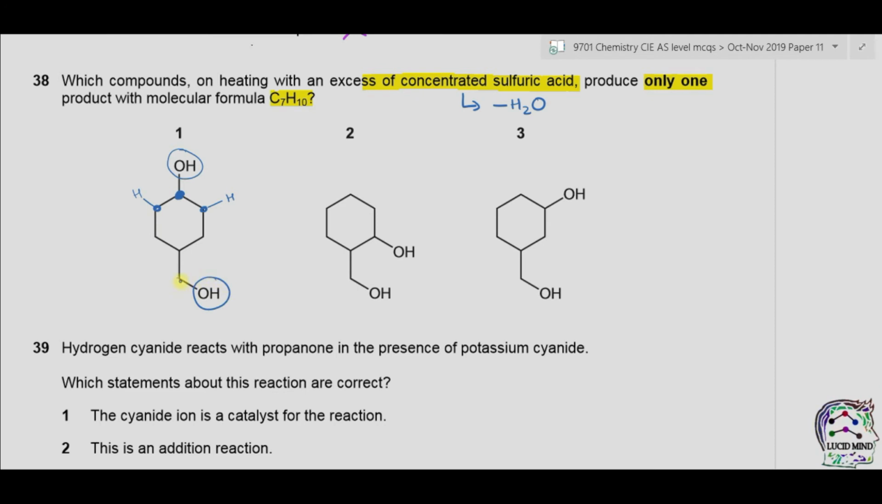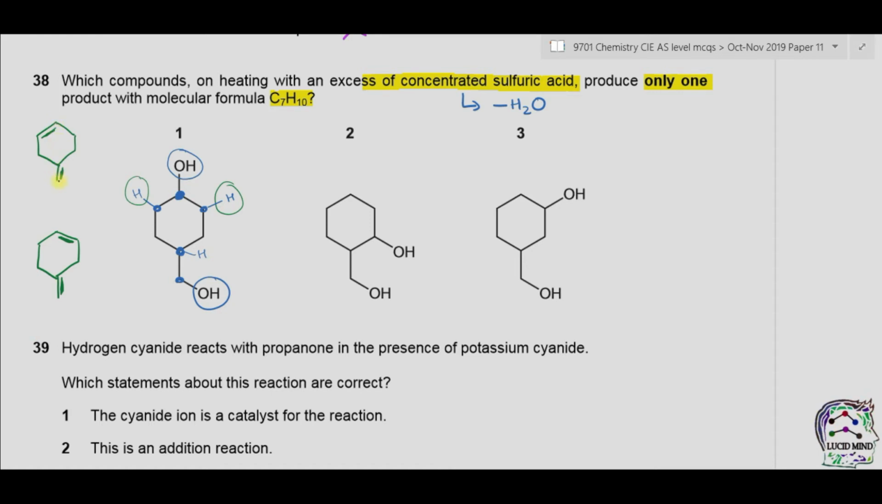Similarly, OH from this carbon atom will be removed while hydrogen from this adjacent carbon atom is removed. The products formed will be like this. If hydrogen is removed from this carbon, then double bond will come between these two carbon atoms and another double bond will come between these two carbon atoms. While in second product, if hydrogen atom is removed from this carbon atom, so the double bond will come between these two carbon atoms and one is present between these two carbon atoms.